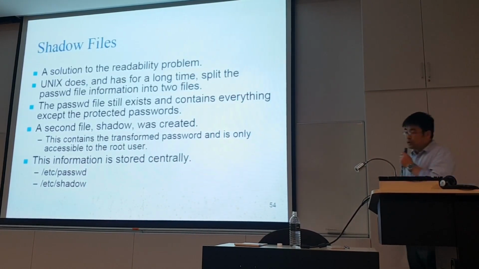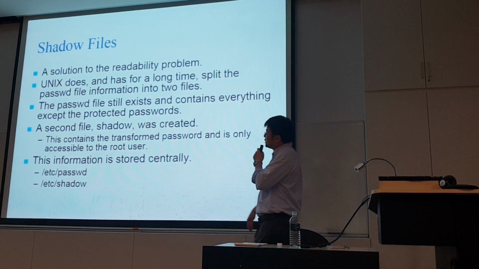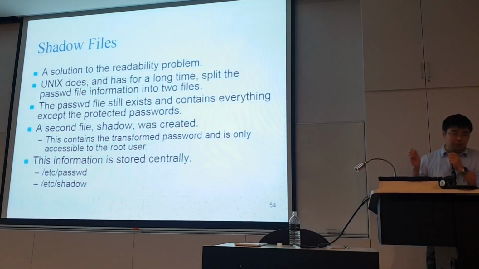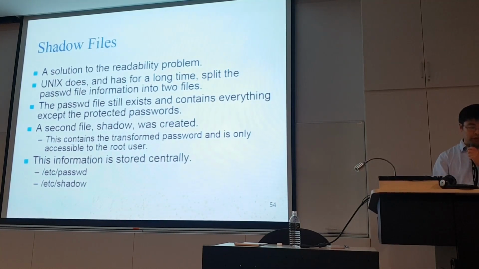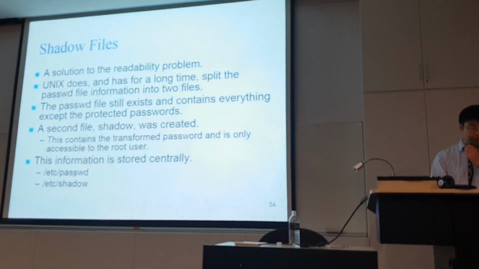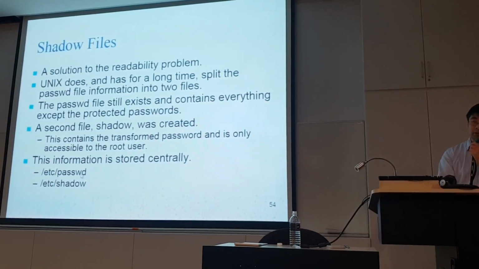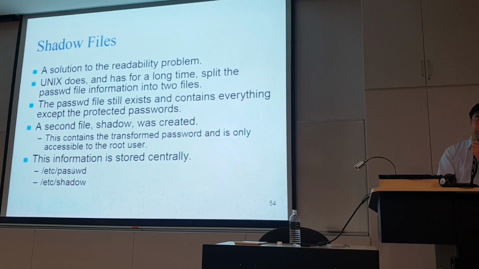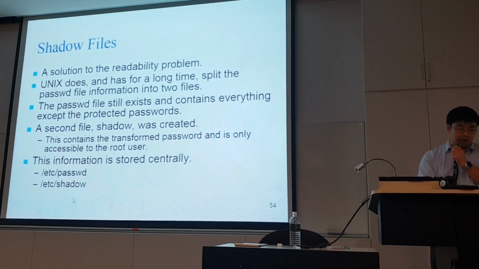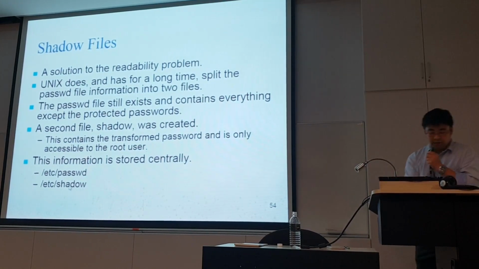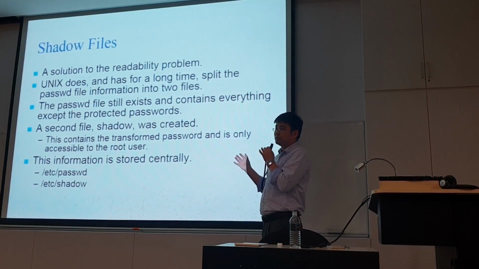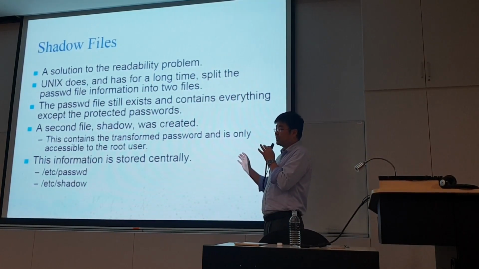Now in the newer versions of Unix and Linux, the password is no longer stored in the password file. We store it in a separate file, which is called the shadow file. Although we don't change the name, the password file in newer versions of Unix and Linux no longer contains the hash password. The hash password is now in the so-called shadow file, and the shadow file can only be accessed by the root user, like an administrator in Windows.